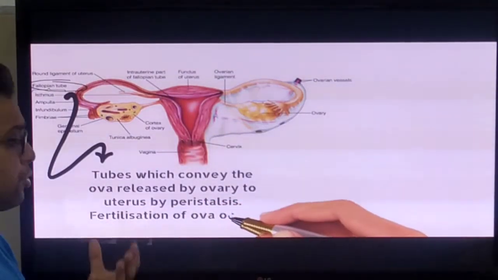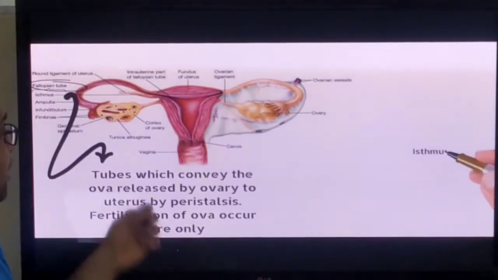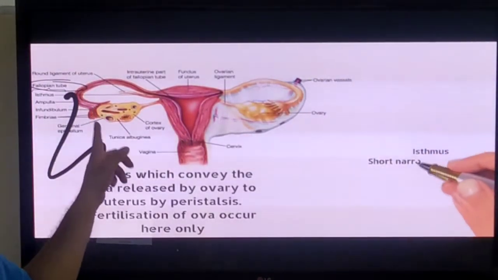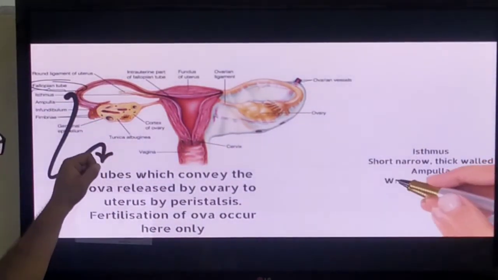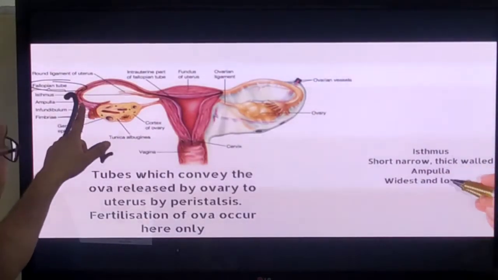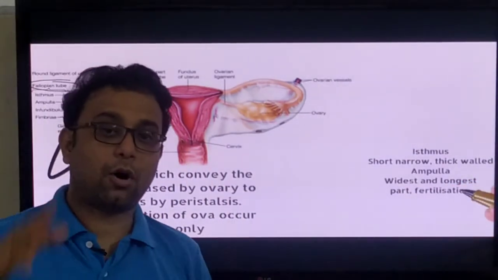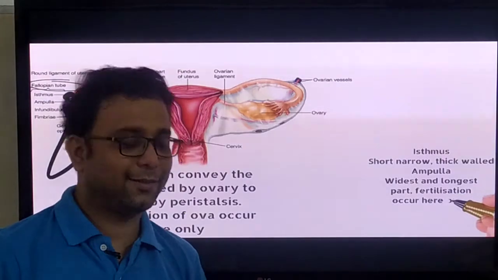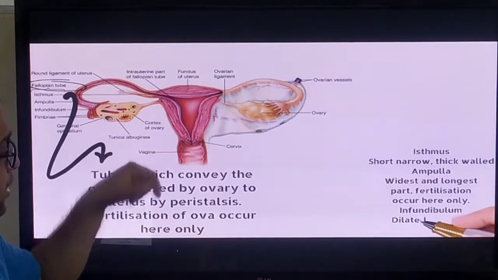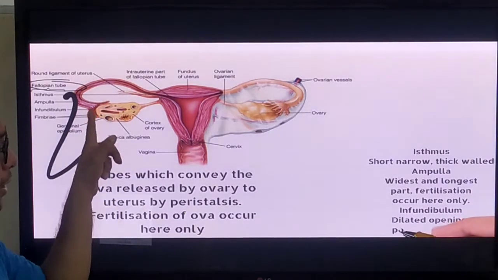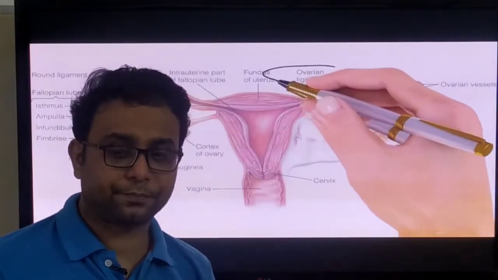The fallopian tube is also the site of fertilization. The ampulla-isthmus junction is the site for fertilization. It has different parts: the infundibulum, the ampulla, and the isthmus. These are the different parts of the fallopian tube. Clear? Okay. The isthmus is a short and narrow part. The ampulla is wider and the longest part. There, fertilization generally takes place.